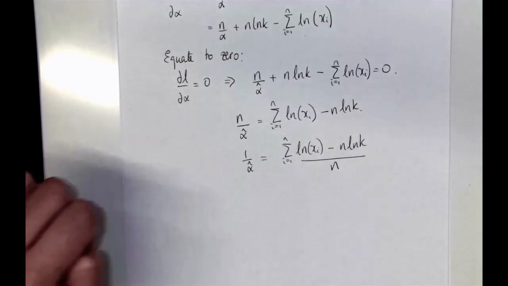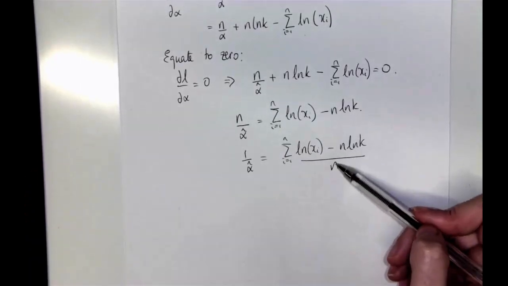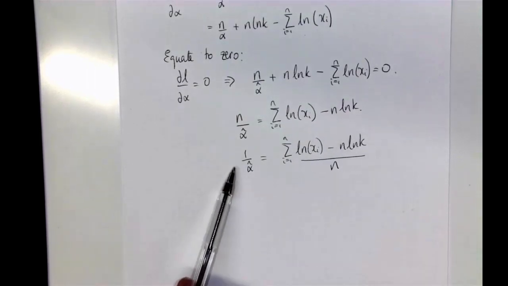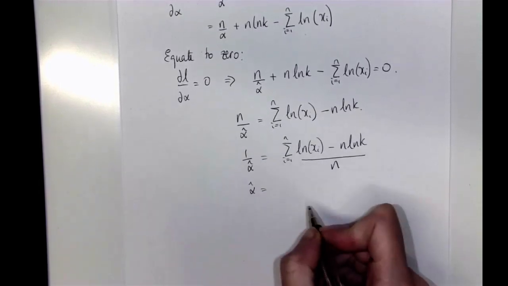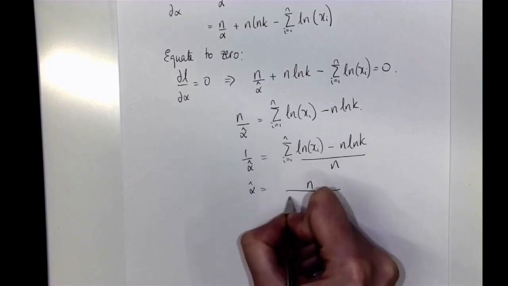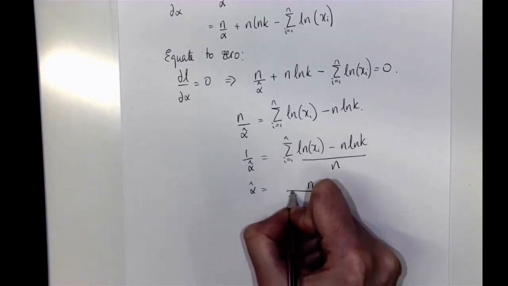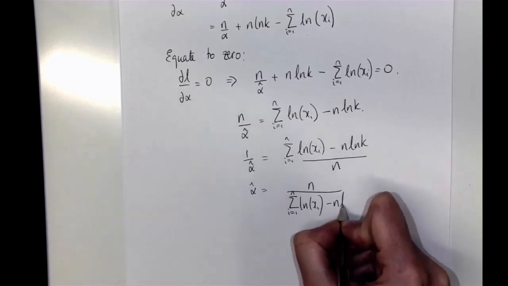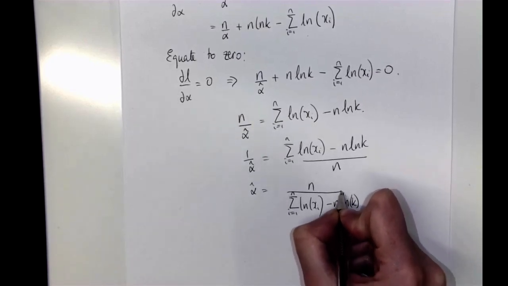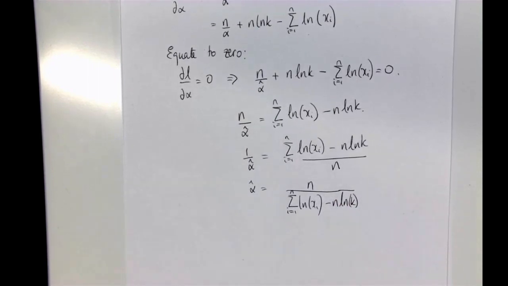Now you could go, I'll make this easier and I'll simplify and I'll divide through by n. But because you have this in terms of 1 over alpha here, you need to invert it anyway, so there's no point. So we get alpha hat here equal to n over the sum from i equals 1 to n, the natural log of xi, minus n, the natural log of k, where k is your known constant. And that is how to find the maximum likelihood estimator of a Pareto distribution where k is known.